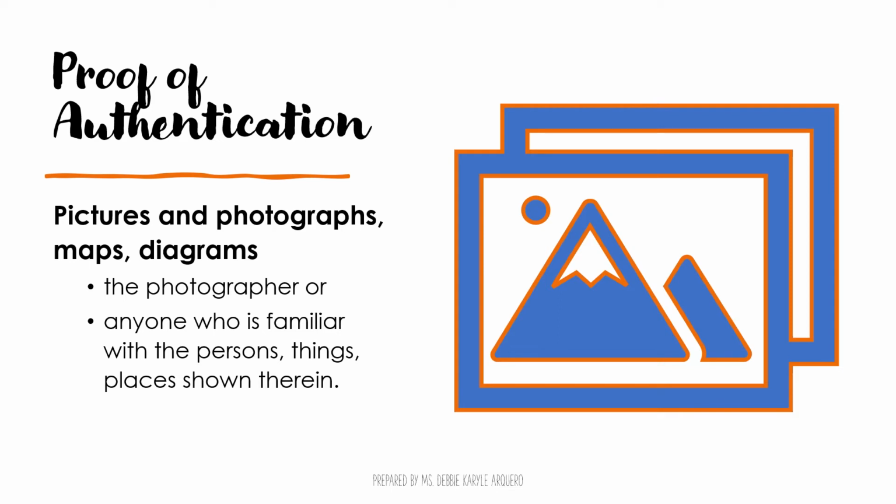Ayan. So, when we say authenticity, authenticity refers to proving the accuracy of the things, persons, or places depicted in the photograph. Okay, the photographer, the one who took the photograph, must be the one to prove that the pictures, persons, places that are shown in that particular document are accurate and are genuine.